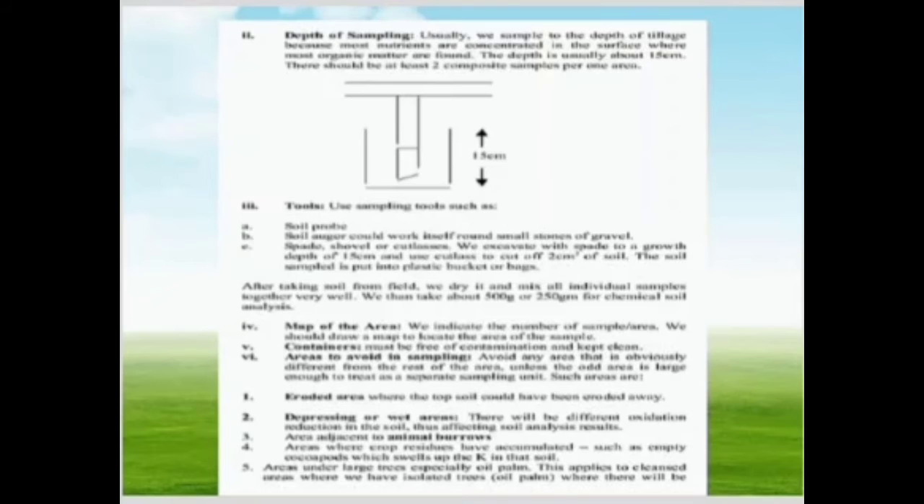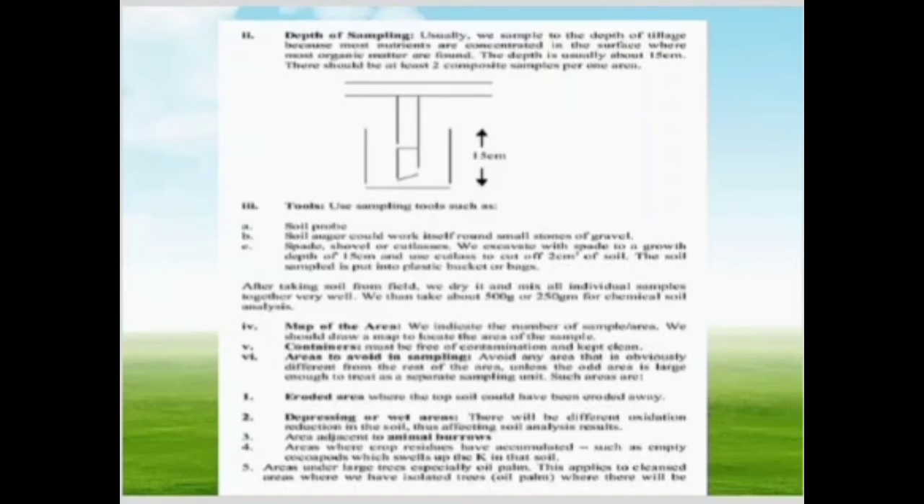Next, areas to avoid in sampling. Avoid any area that is obviously different from the rest of the area, unless the odd area is large enough to treat as a separate sampling unit. Such areas are: first, eroded areas, where the top of the soil could have been eroded away. Second, depressed or wet areas, where there will be a different oxidation-reduction condition in the soil, thus affecting the soil analysis result.